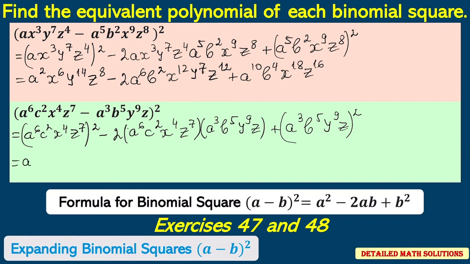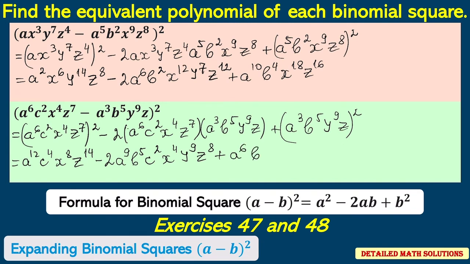this equals a to the 12th c to the 4th x to the 8th power z to the 14th power minus 2a to the 9th power b to the 5th power c squared x to the 4th y to the 9th and z to the 8th power plus a to the 6th power b to the 10th power y to the 18th power and z squared.